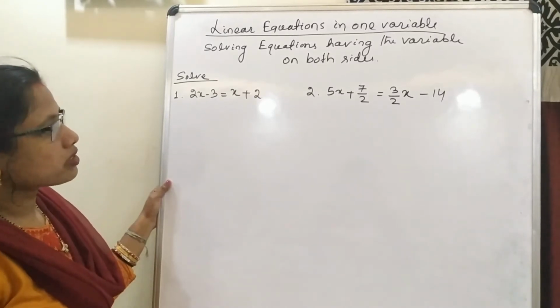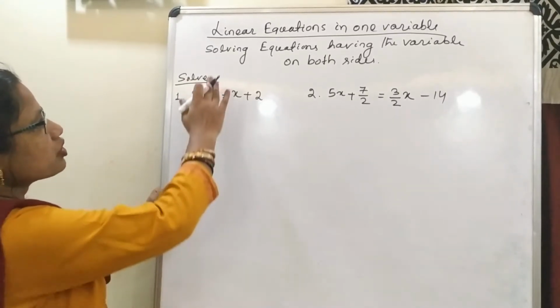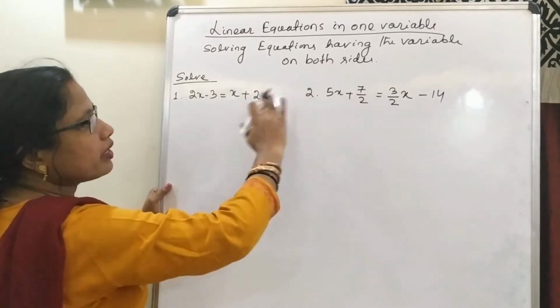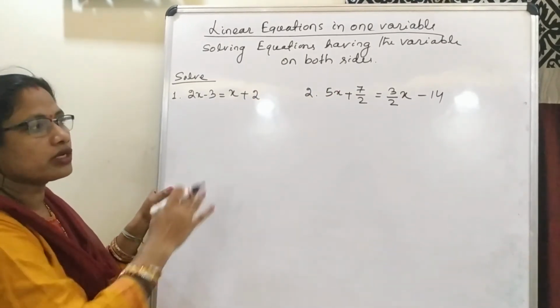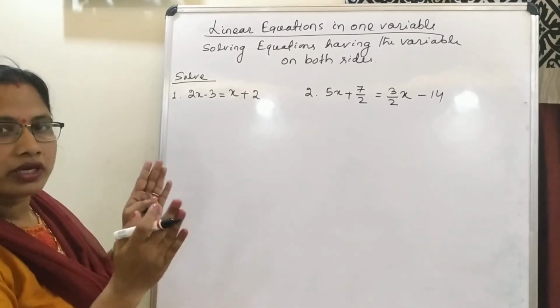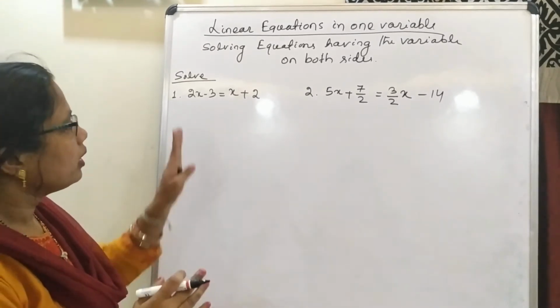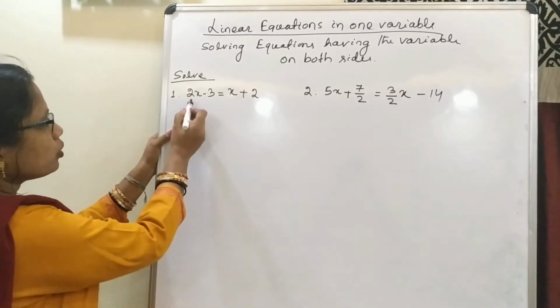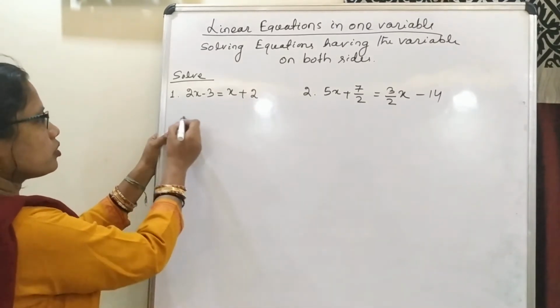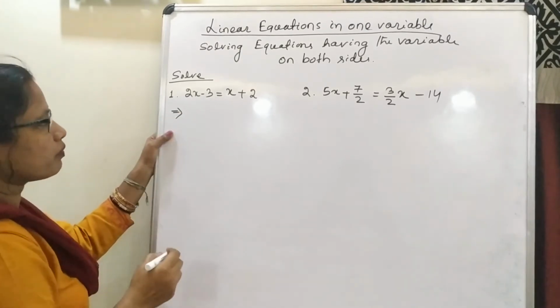So let us discuss our next topic, solving equations having the variable on both sides. So far we have solved linear equations in one variable, where the variable is on the left hand side only. Here the variable is present on both sides. So first example, 2x minus 3 is equal to x plus 2. The same procedure you have to follow.